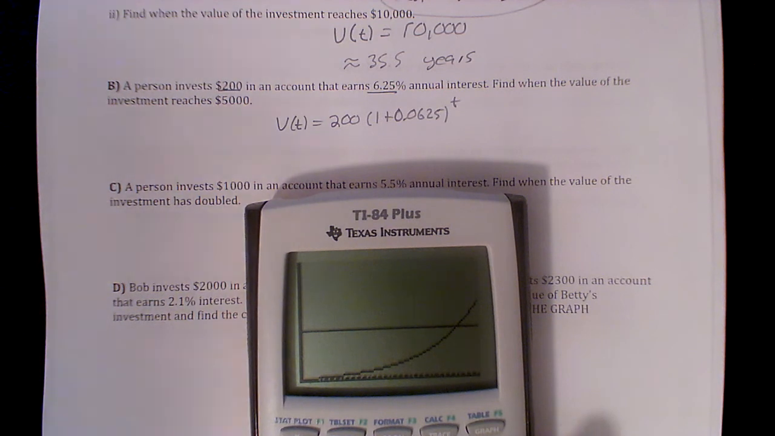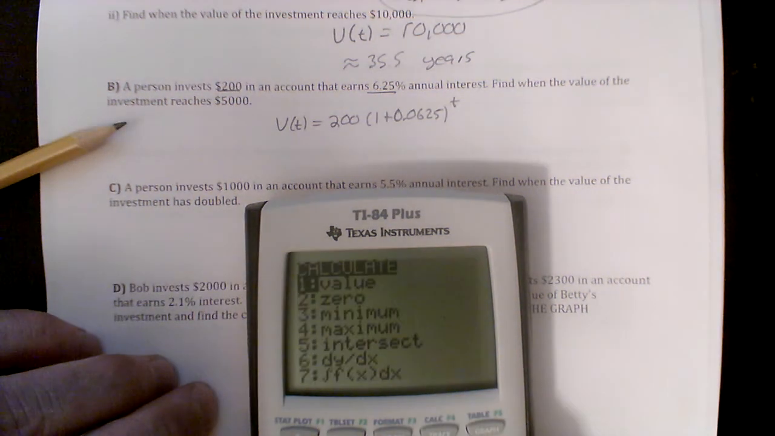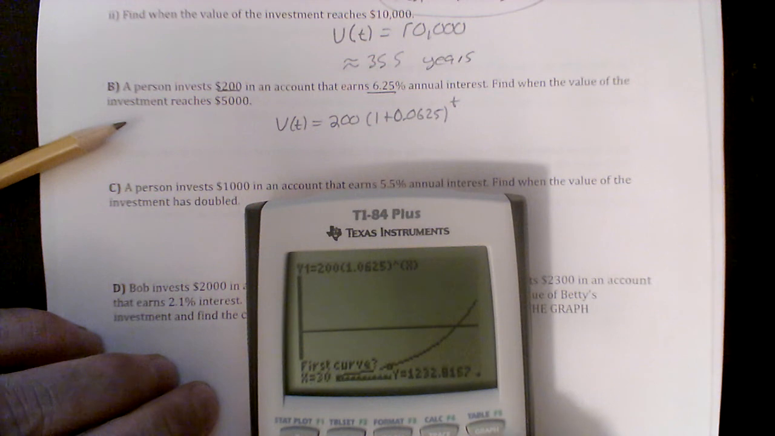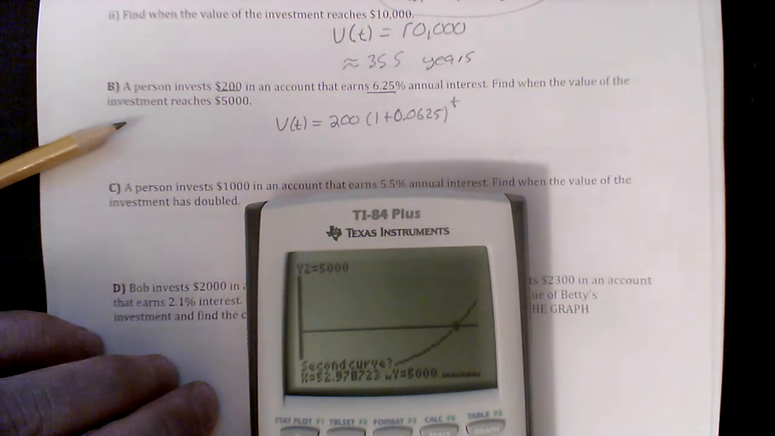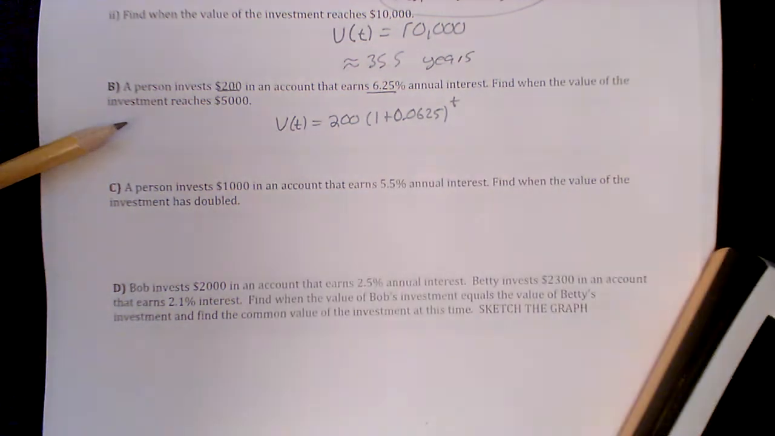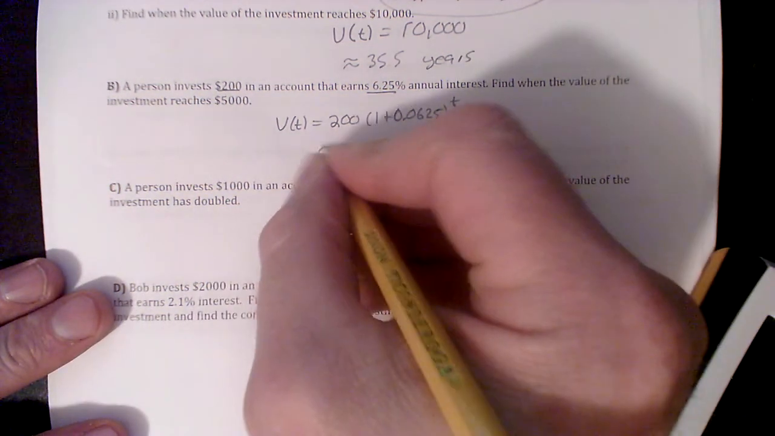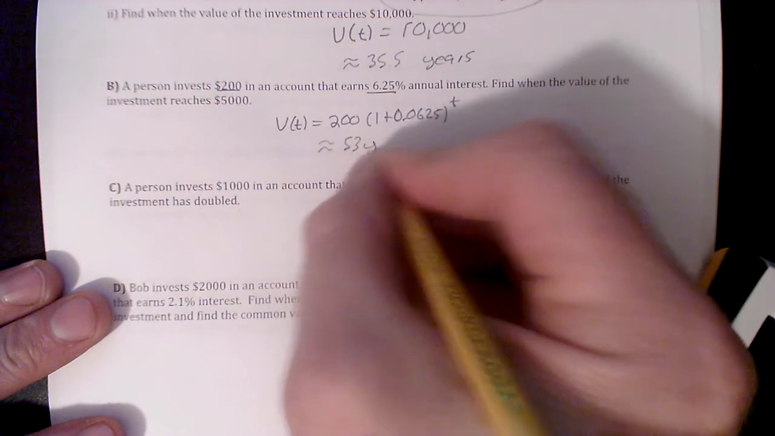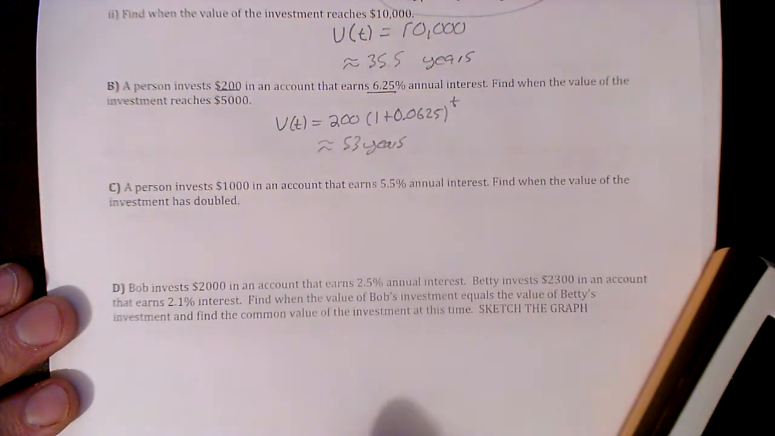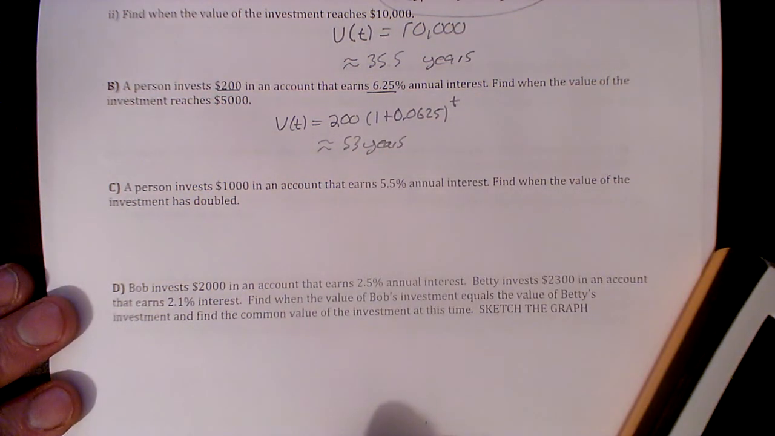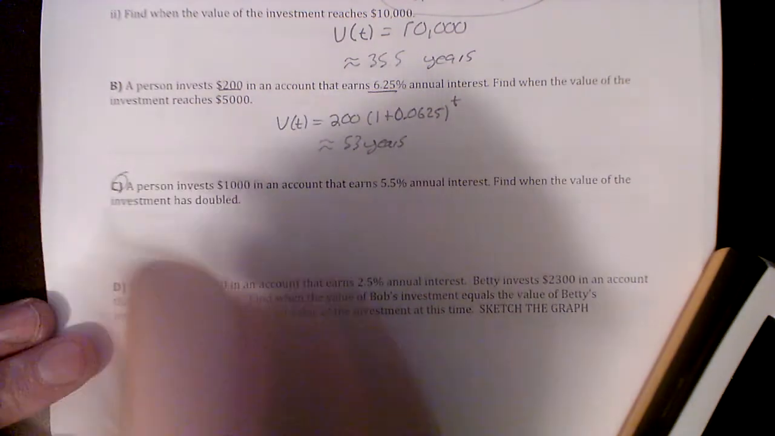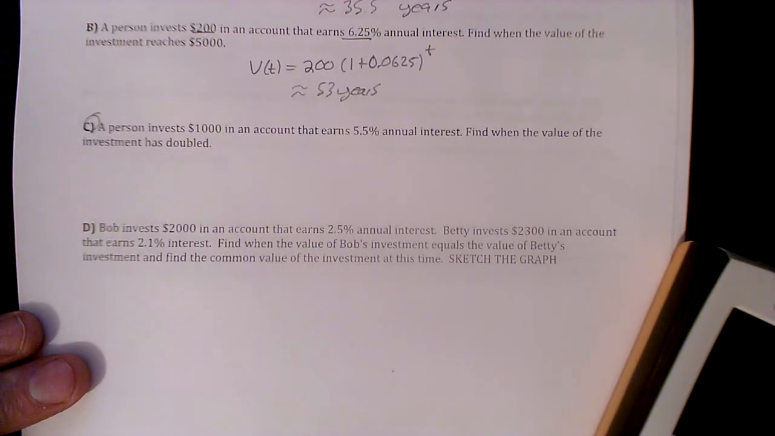There it is. Let's go. Second calc. 5 intersect, and we're going to move over until they touch. Wow. And it looks like it takes about 53 years. So I'm going to say approximately 53 years. Let's go ahead and do at least one more. You know what? I'm going to skip C and come to D. You try C. You should be able to pull that off.